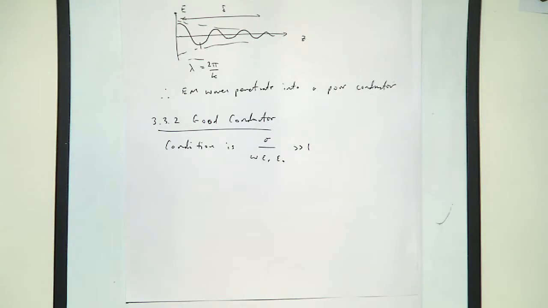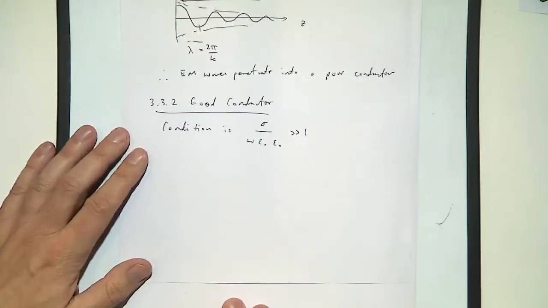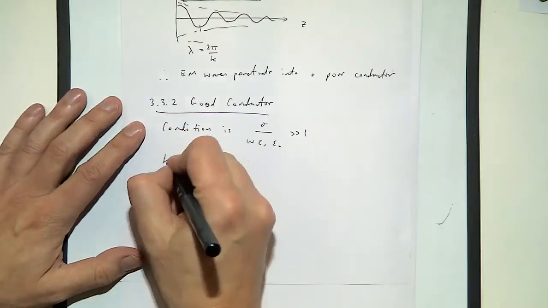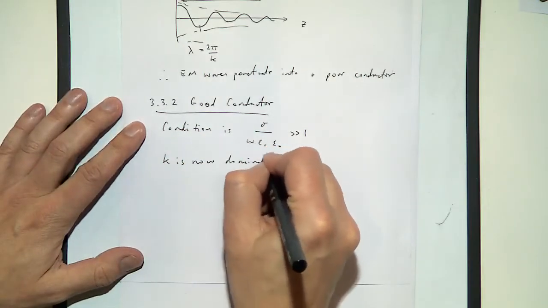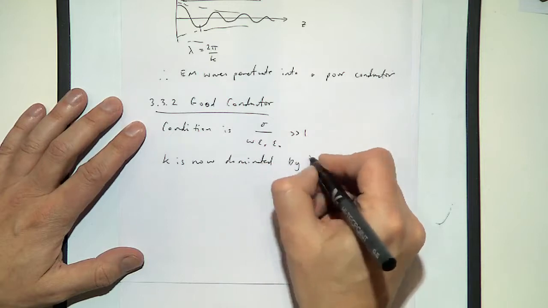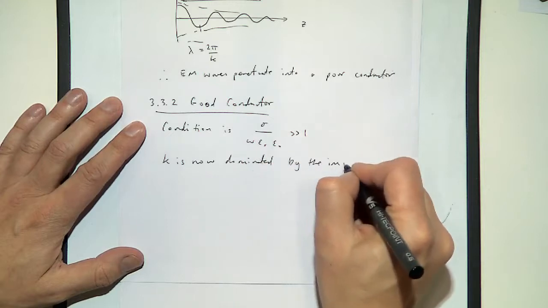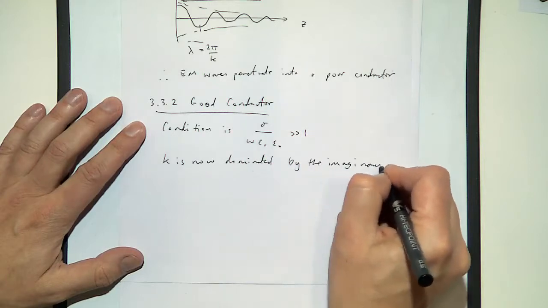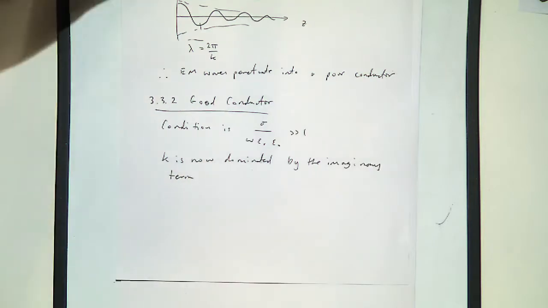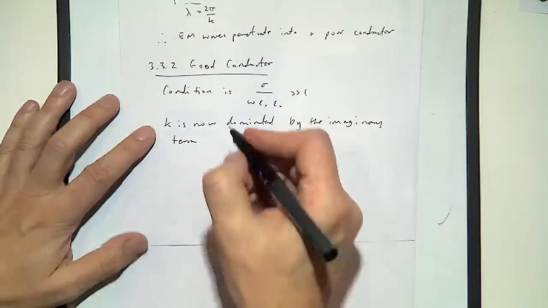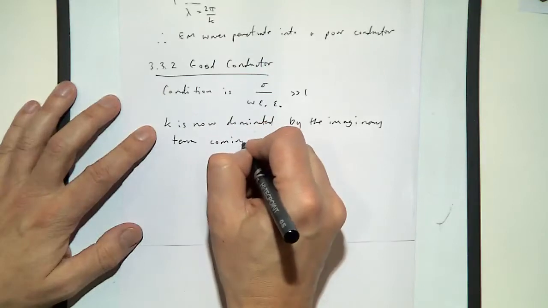The way we had before, we had a small complex part and we could use an approximation to work it out. Now the complex part of the expression is big. In fact, it's bigger than the real part. So k is now dominated by this imaginary term. Remember, this imaginary term is coming from the conductivity.